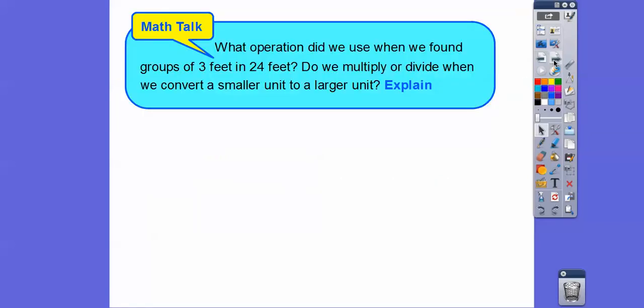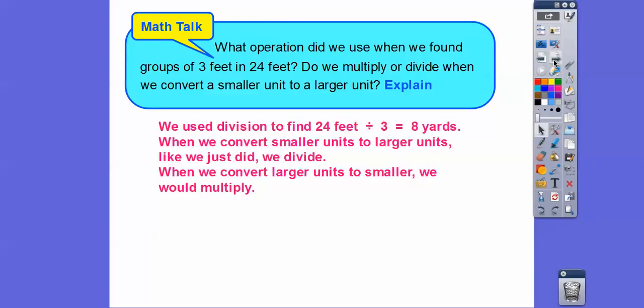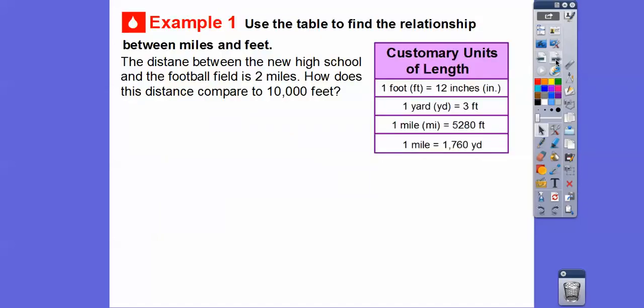Okay, so what operation did we use when we found groups of 3 feet in 24? Well, we used division right there. So do we multiply or divide when we convert a smaller unit to a larger unit? We used division to find 24 feet divided by 3 gave us 8 yards. So when we converted the smaller units, feet are smaller than yards, to larger units, then we divide. And if we converted larger units to smaller units, then we do the opposite. We multiply.